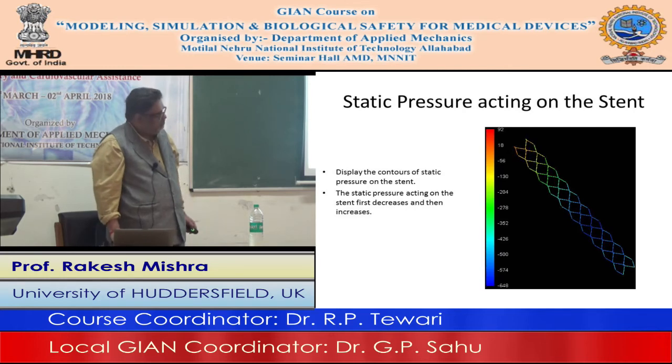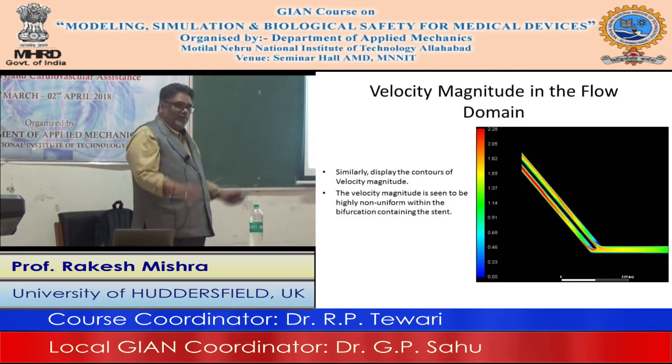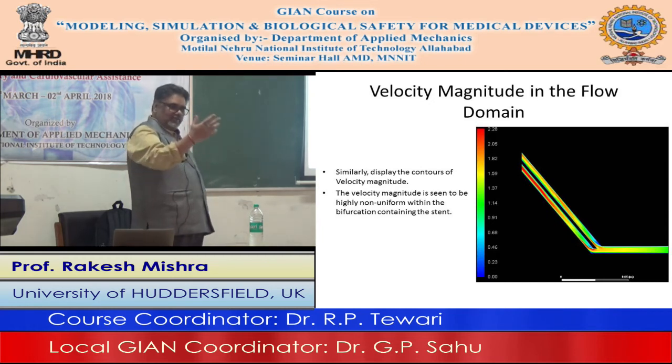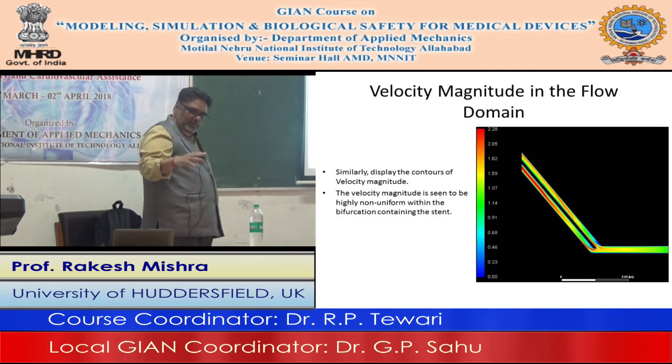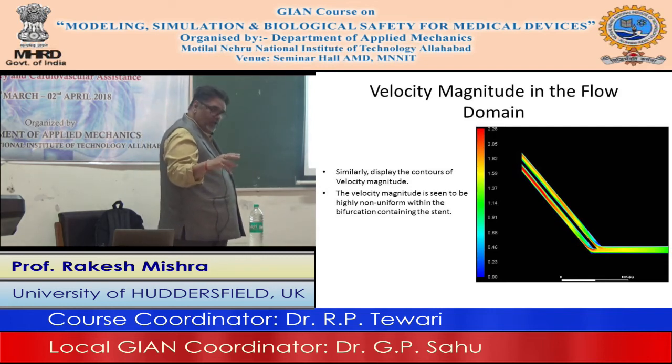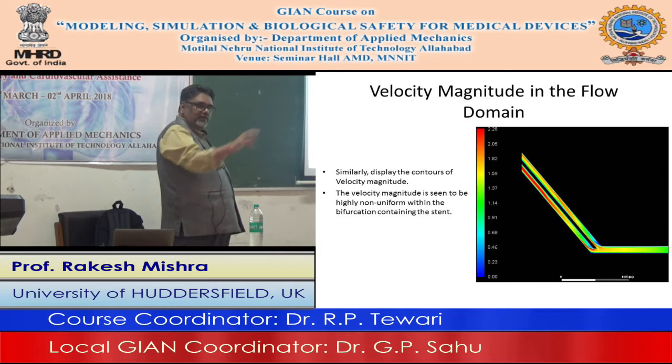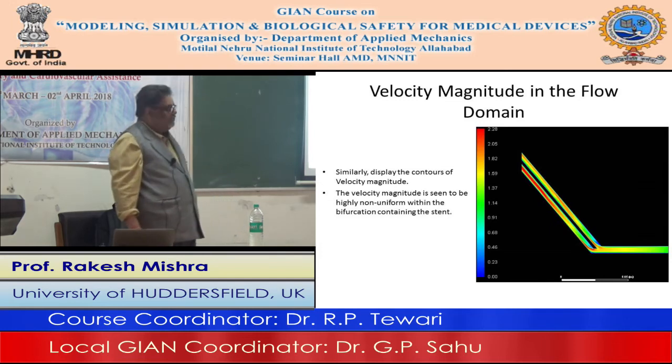Right, so pressure is one thing. We have now seen that pressure changes in the artery. In the stented and unstented artery pressure is different. Along the stent pressure is changing, that we have calculated now. Let us see what happens to velocity.